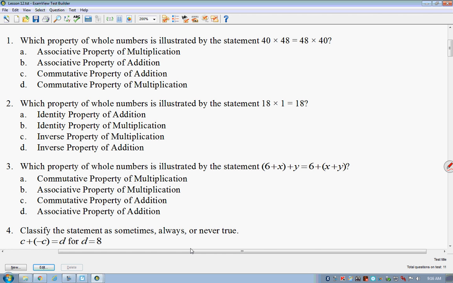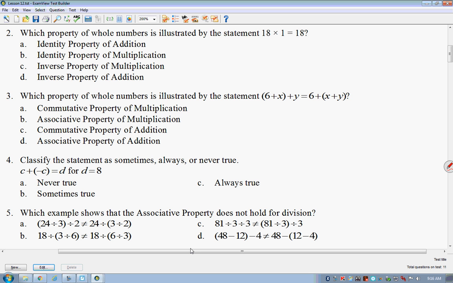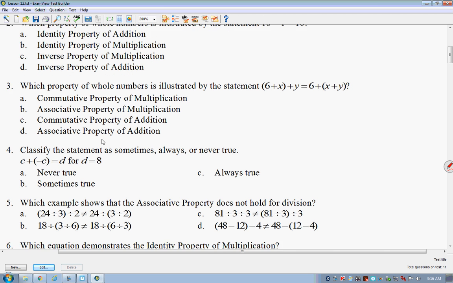Let's look at number 2. We should be able to fly through these. Christian, which property of whole numbers is illustrated by the statement 18 times 1 equals 18? Identity property of multiplication. Very good. We're seeing multiplication, and we're getting what we started with, which was 18.